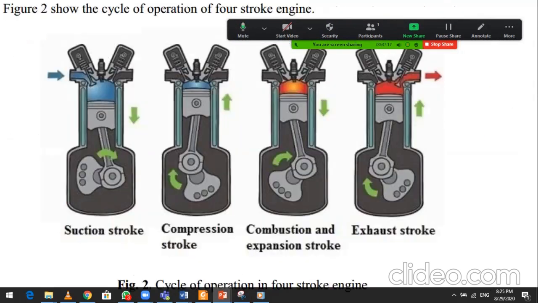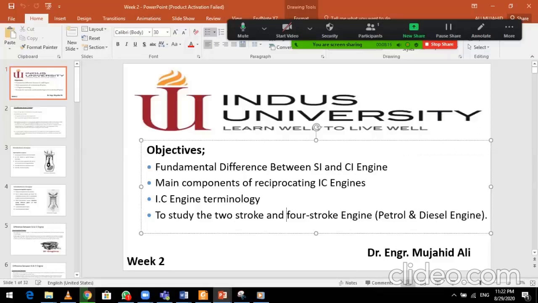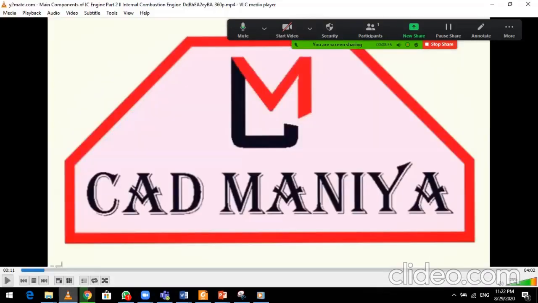So our last topic is about 2-stroke and 4-stroke. Okay, so जिस तरीके से आपने देखा कि we have already done fundamental difference between SI and CI engine and main components of reciprocating IC engine and IC terminology. So I would like to share a video about main components of reciprocating IC engine. Please watch this video.